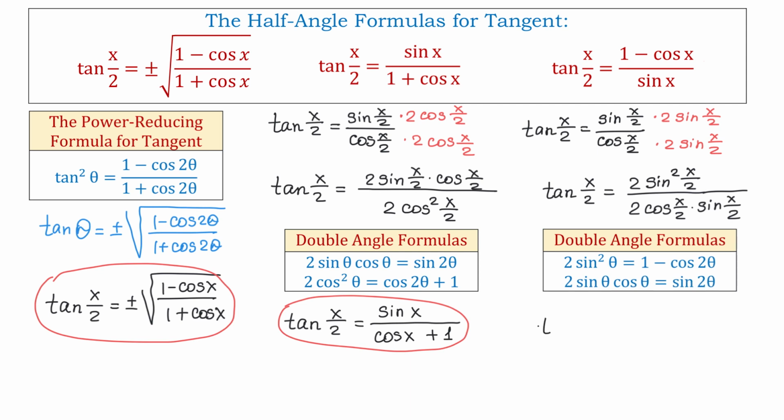So now we have tangent of x over 2 equals 1 minus cosine of x. And now if we apply this formula in the denominator and replace theta with x over 2, then on the right side we will have sine of x. So now the new denominator is sine of x. And this is the half-angle formula that we have above. So now we have all three half-angle formulas for tangent.